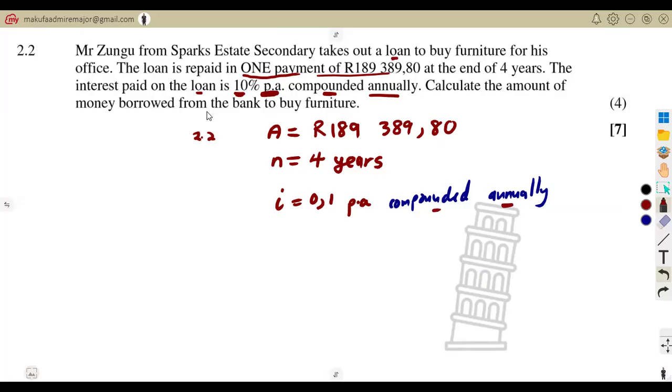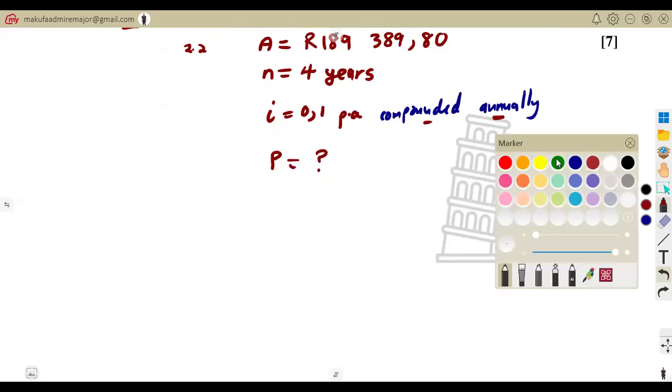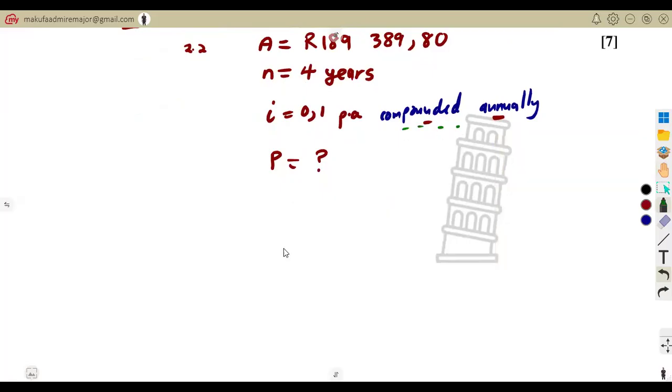So nothing is affected. Calculate the amount of money borrowed from the bank to buy furniture. The money that was being borrowed is the principal amount. You refer to that as the principal amount. So what is the value of P, the money that was being borrowed? As we consider that this is a compound interest, from our compound interest formula, remember this time amount is equal to what? P into 1 plus i to the exponent of n.